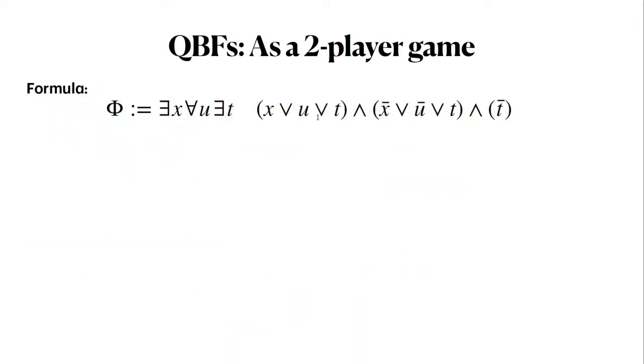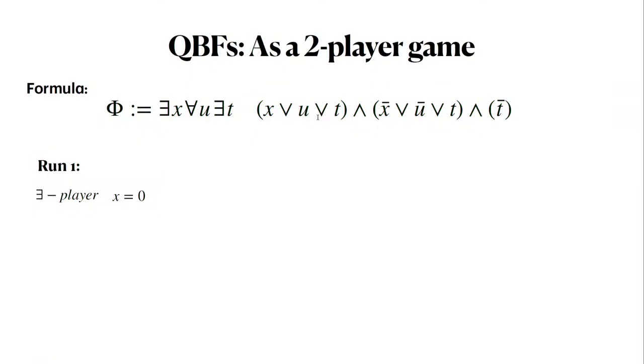One way of understanding QBFs better is looking at it as a two-player game. What is this two-player game? We have two players, the existential player and the universal player. The existential player assigns values to the existential variables. The universal player assigns values to the universal variables. They do so in the order in which they appear in the prefix. The game ends when all the variables have been assigned a value.